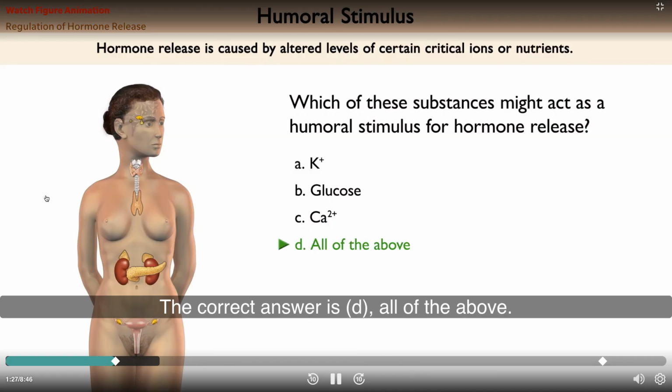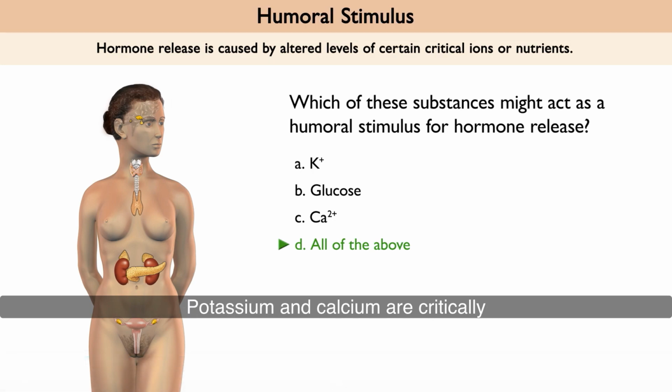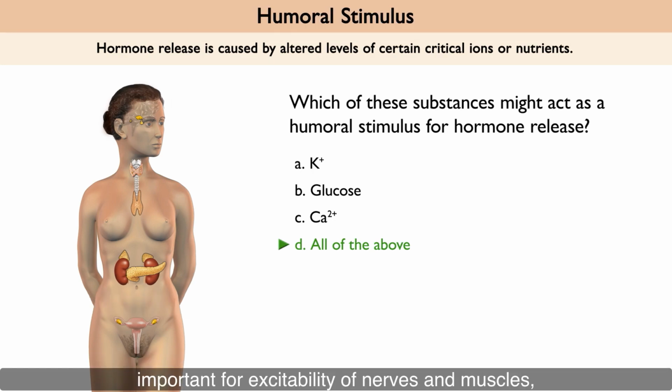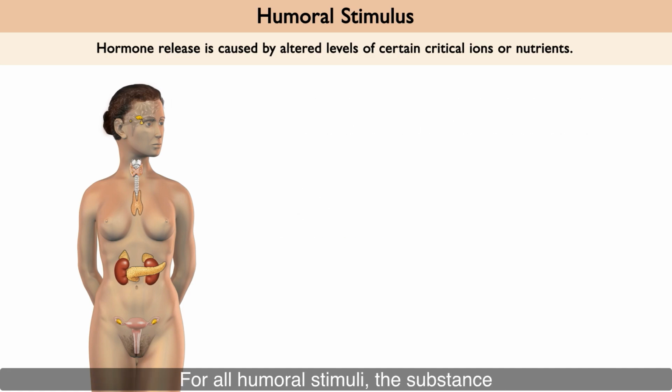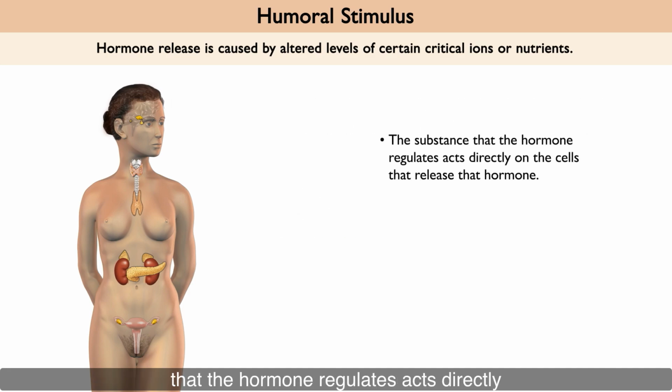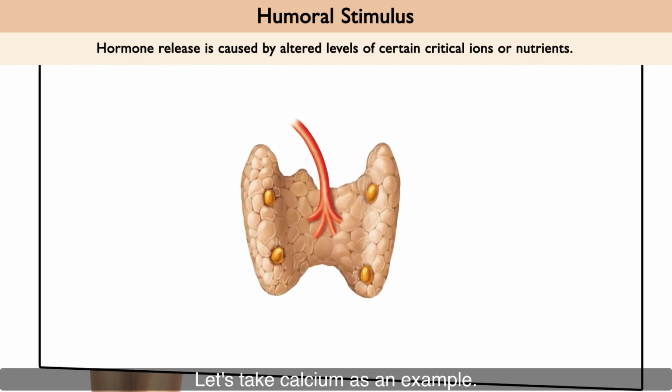The correct answer is D, all of the above. Potassium and calcium are critically important for excitability of nerves and muscles, and glucose is essential as an energy source for the brain. For all humoral stimuli, the substance that the hormone regulates acts directly on the cells that release that hormone. Let's take calcium as an example.